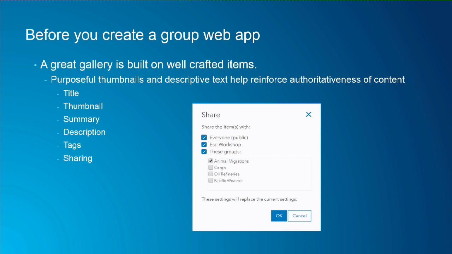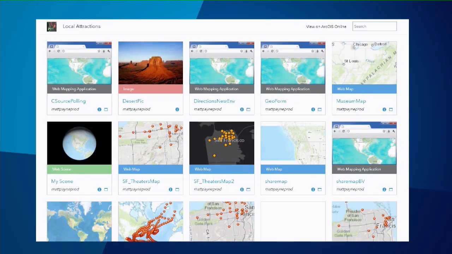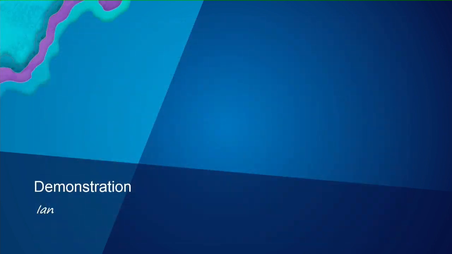Similarly, I guess to go off of Bern's comment earlier, a great app starts with a great map. A great gallery application really starts with a great item. So authoring an item, title, good thumbnail, useful tags, and sharing it appropriately is going to make your gallery look nicer. And you can see here is a poorly crafted set of items. You have default thumbnails, you have a lack of spacing in some of the names. So this is what we want to avoid through our examples.